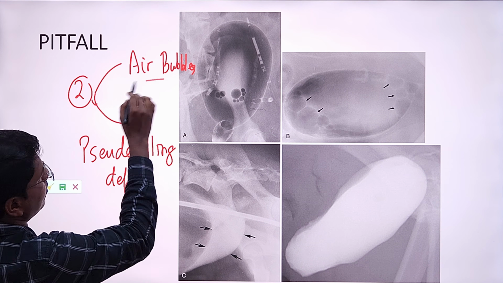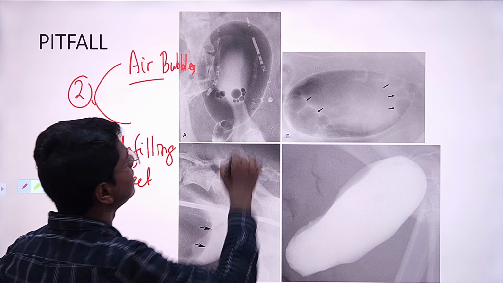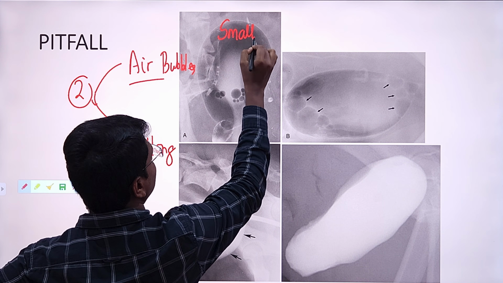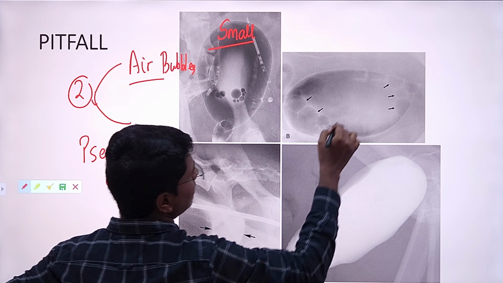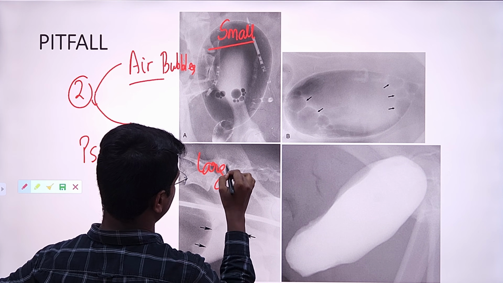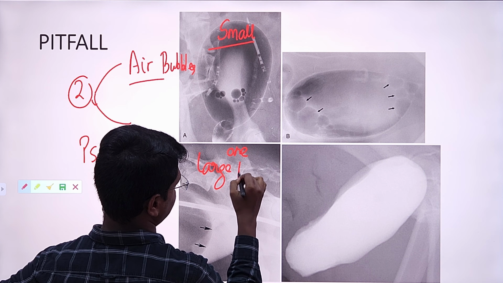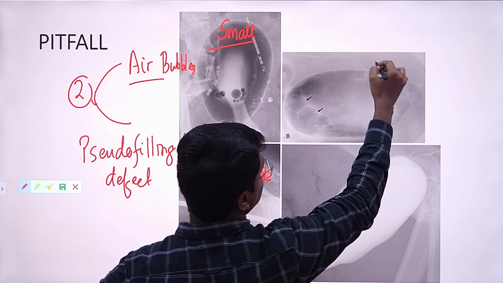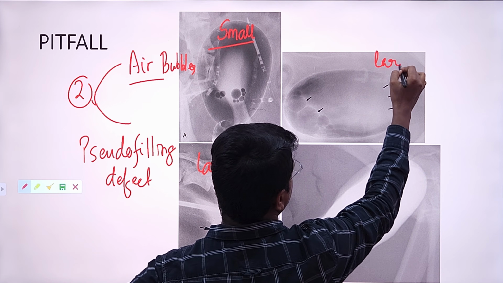The first one is air bubbles. Air bubbles can be of three types. Air bubble artifact: the first one is small, the second one is large. One large bubble. Okay, this is large bubbles.